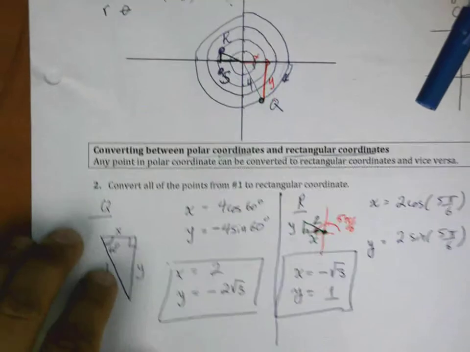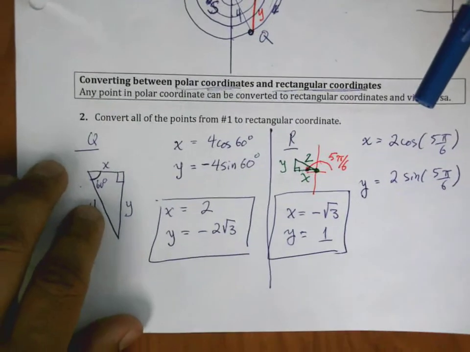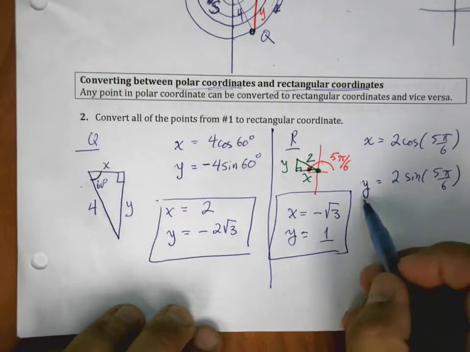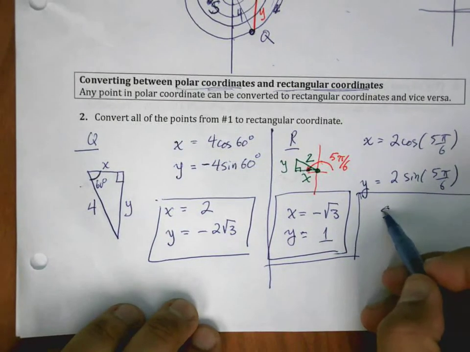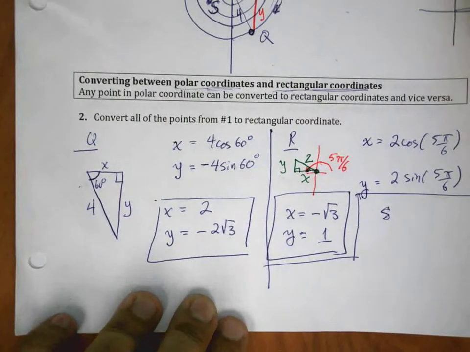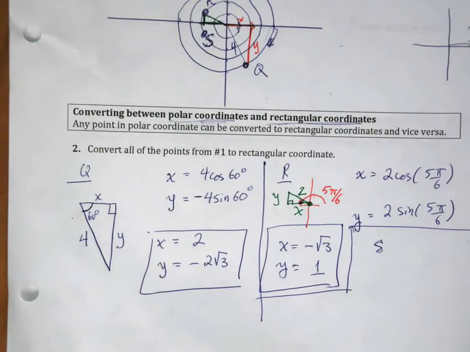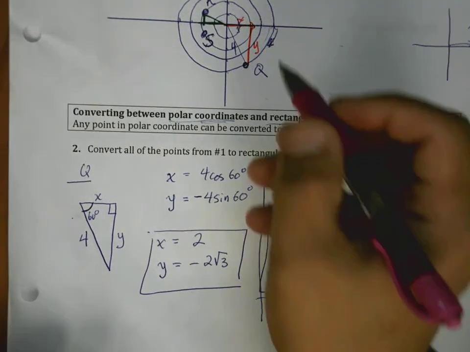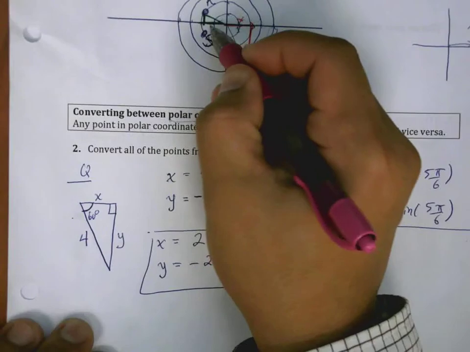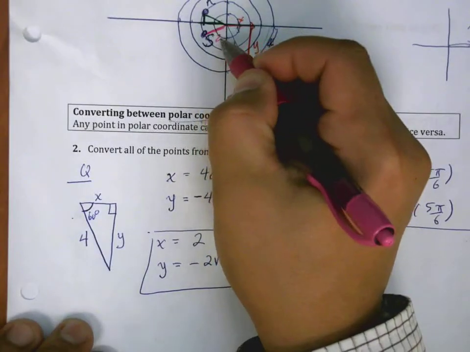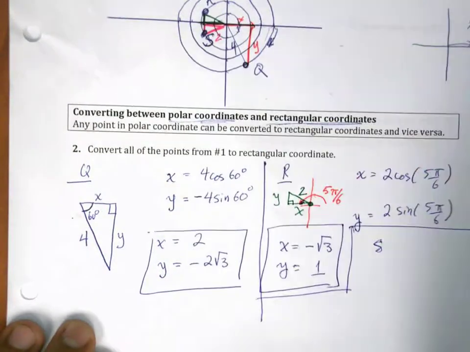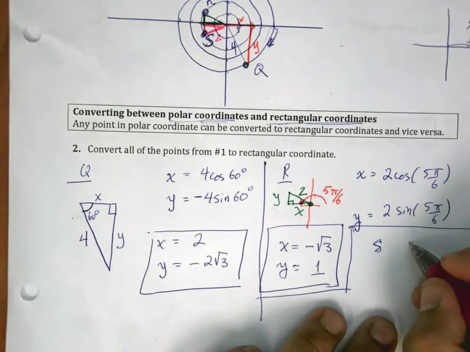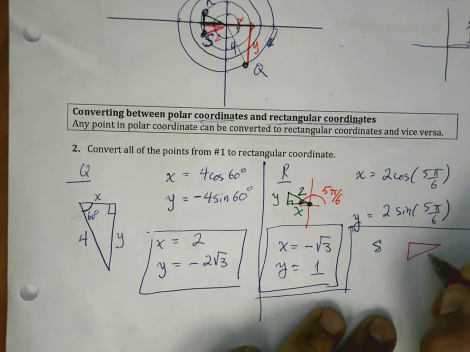And finally, for S, let's see. Well, for S, I'm running out of colors here, but I will give it a shot. We are going this distance here is 2, that's the radius. We have some x distance here and some y distance here. Okay? So for S, we have this right triangle. This is 2, this is x, this is y, and this is 20 degrees right here.